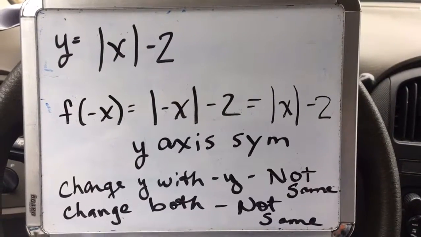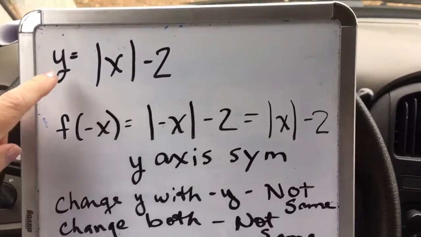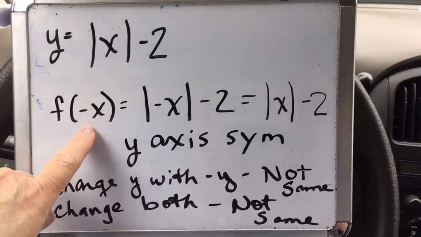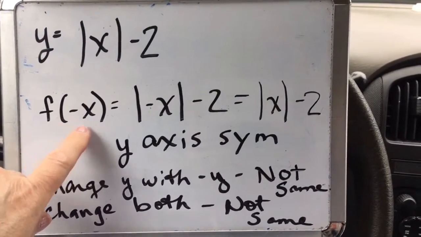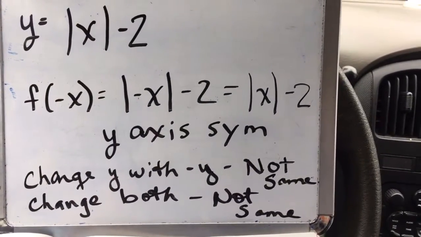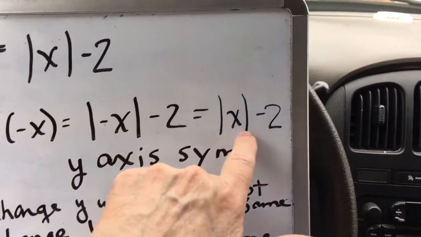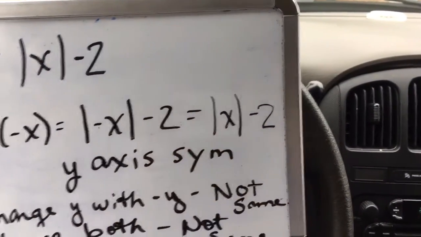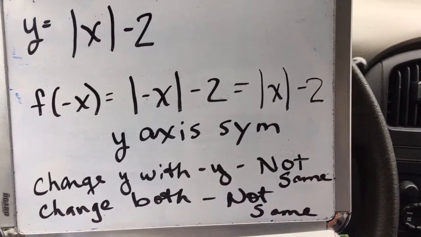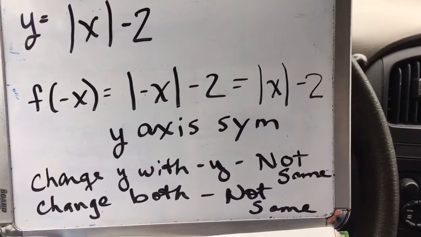Okay, so this problem, y is the absolute value of x minus 2. Now I'm trying to show you algebraically, if you plug in f of negative x, that means everywhere you see an x, you're going to replace it with a negative x. Then you get this, which because of the absolute value turns back into this and has no effect on the function. Therefore, since you can replace x with negative x, you have y-axis symmetry.